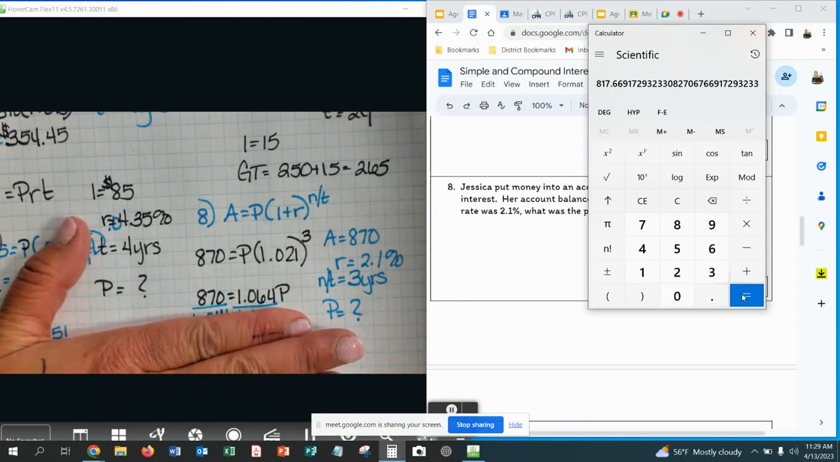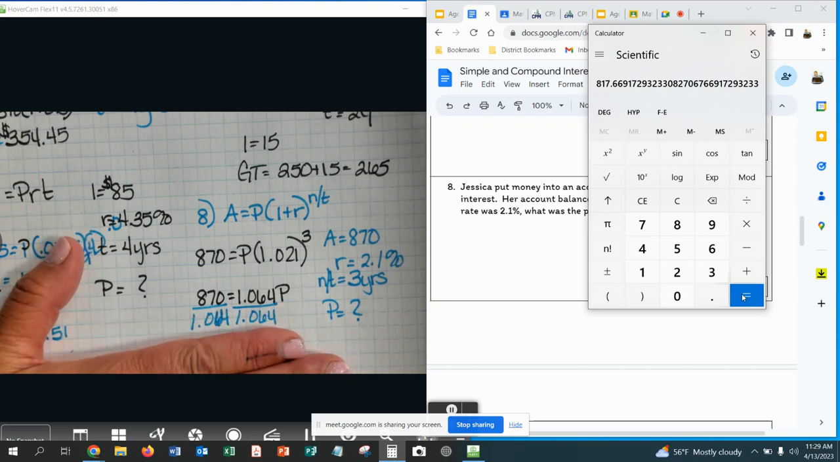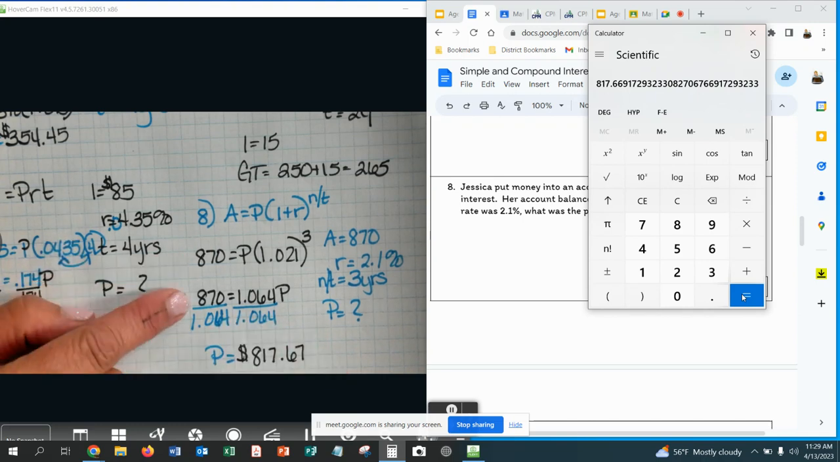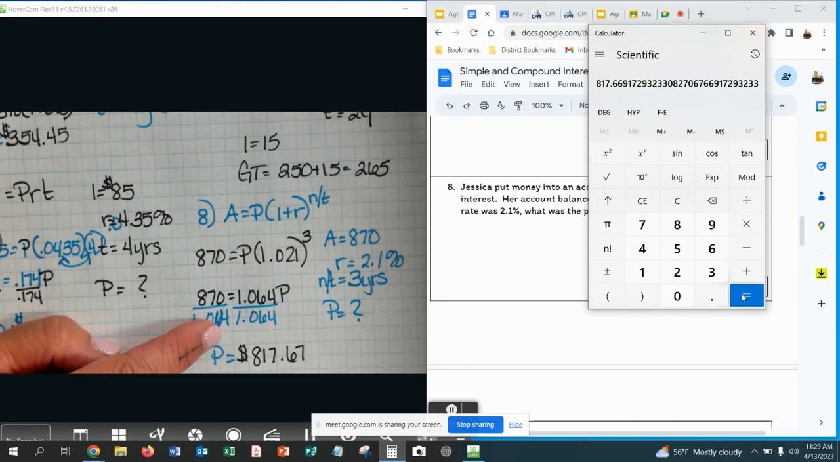Now, whatever the 1.064 is doing to the P, I'm going to undo it. And right now, it's multiplying it. To get rid of it, I have to just divide it. And so I did on both sides. Once you divide the 870 by the 1.064, you're going to get the original number. And that's what I came up with.